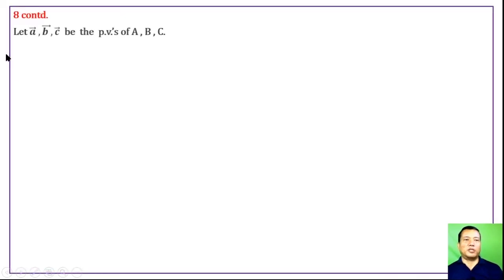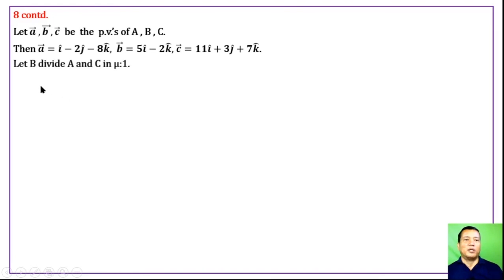Question number 8 continued. Let A, B, C be the position vectors of A, B, C. Then A equal to this, B equal to this, C equal to this. Let B divide A and C in mu is to 1. Then B vector is equal to mu times C vector plus 1 times A vector by mu plus 1.